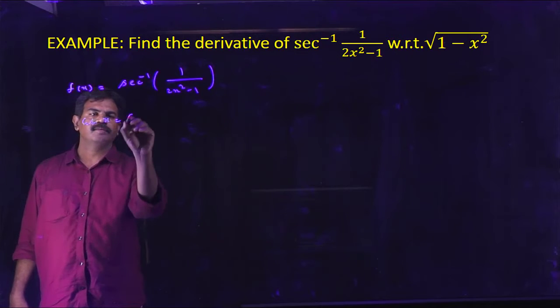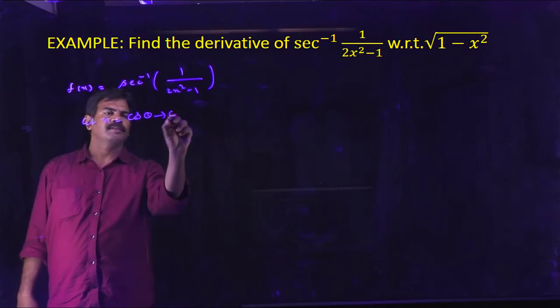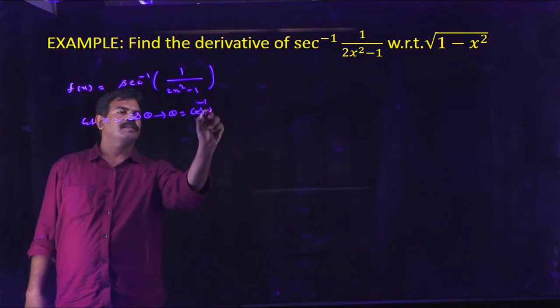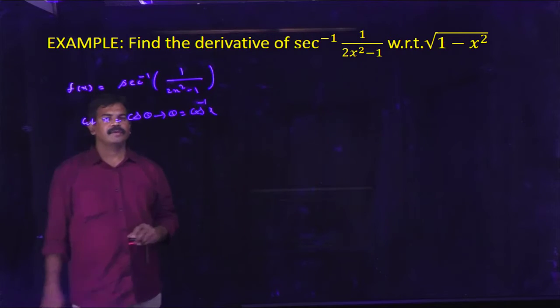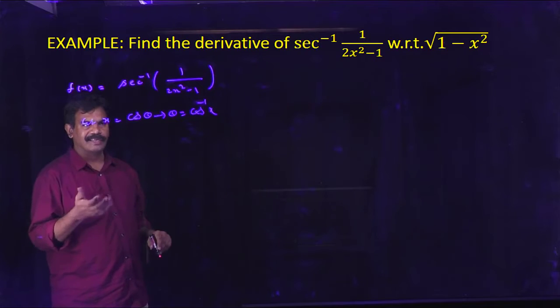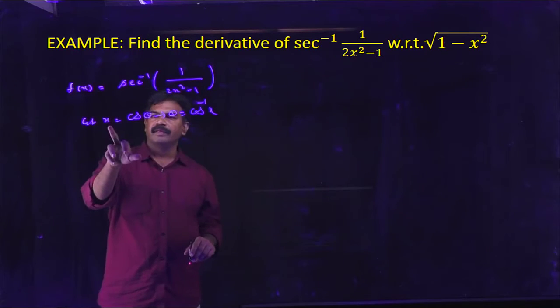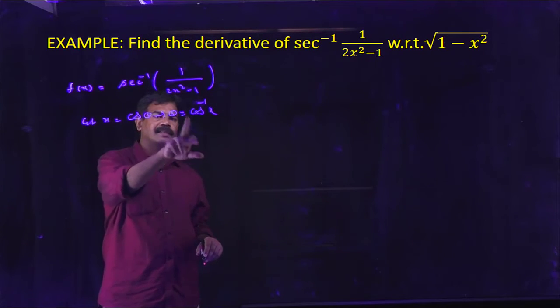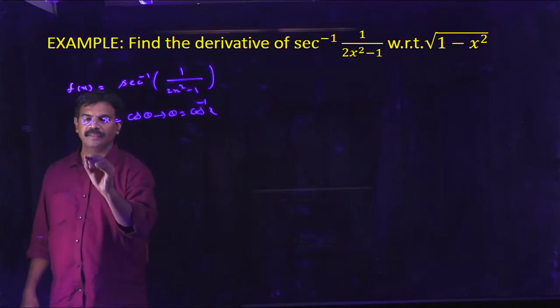Let x is equal to cos theta. That implies theta is equal to cos inverse x. So we have another method, the substitution method. We will discuss about it in the next class. So we take x is equal to cos theta, that is theta is equal to cos inverse x.